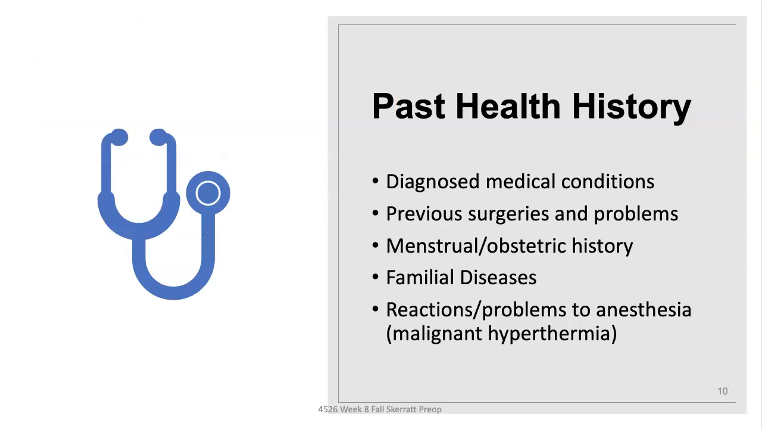In the nursing assessment, information should also be obtained concerning any problems with previous surgeries or reactions to anesthesia, as well as family health history. So familial diseases such as cardiac or endocrine disorders, reactions or problems with anesthesia, and we're going to speak about malignant hypothermia in a few slides down the road.